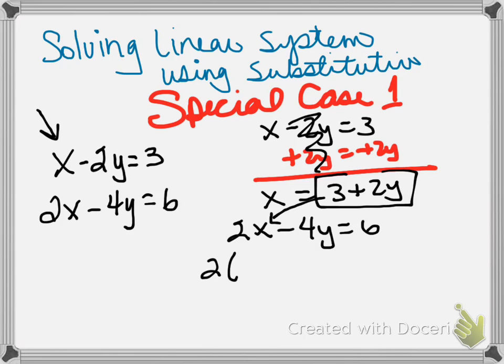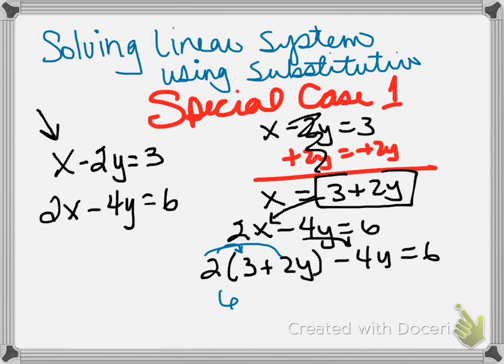So it's going to be 2, and then we multiply 3 plus 2y, and then we have to subtract y, because remember this right here goes right here, and that equals 6. Now we're going to follow what we call the distributive property. We multiply 3 times 2 and get 6. Then 2 times 2y to get 4y, and then we subtract y and we get 6.